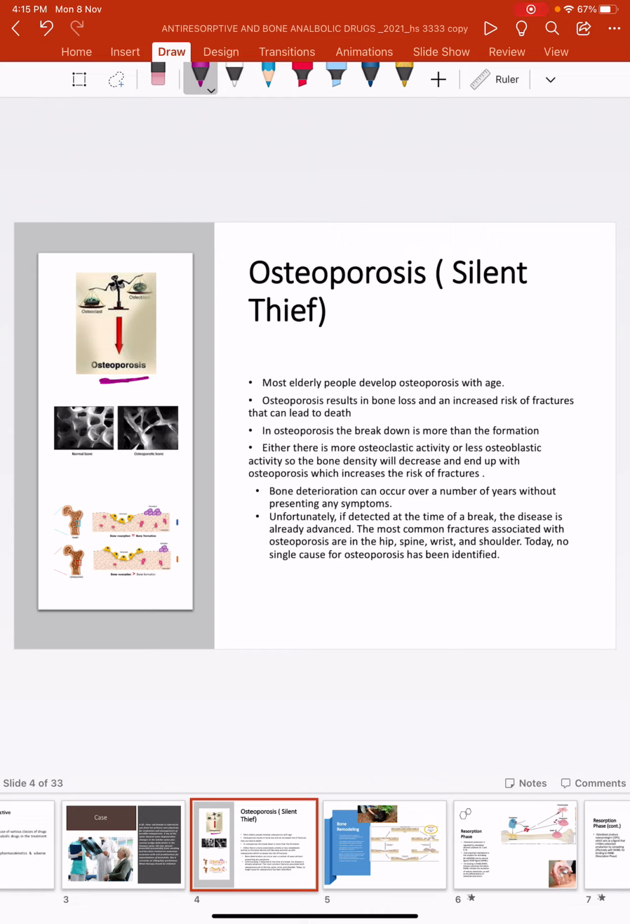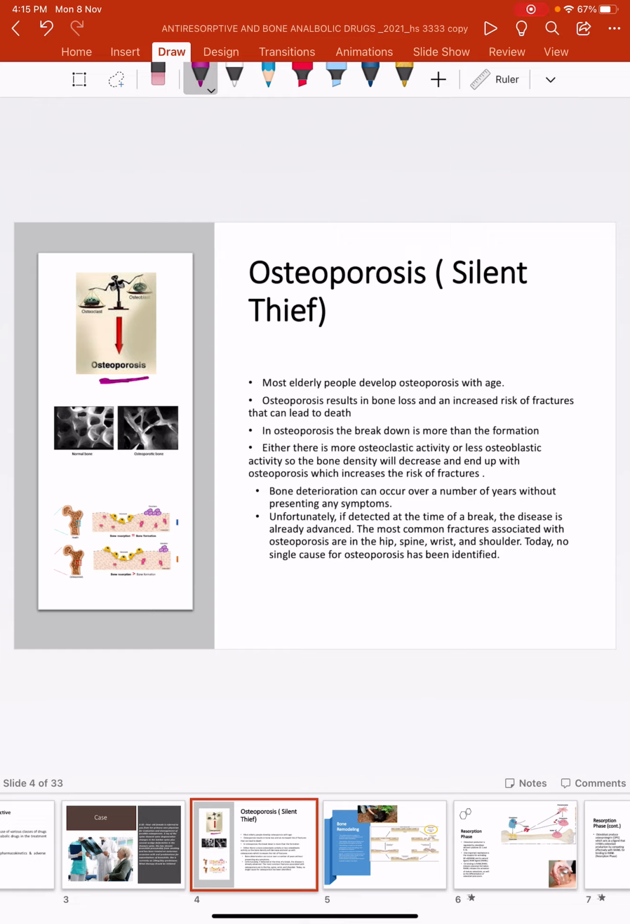If we have an imbalance, I will have a bone that will look like this. The meshwork is going to be way looser, plenty of space, and fragility. It's going to be high in fragility, right? So an increase in the risk of fractures. Okay? Unfortunately, it is detected at the time of break, and we are already at an advanced stage.